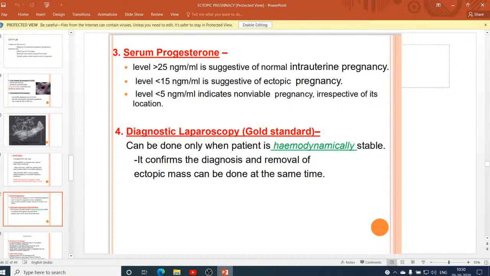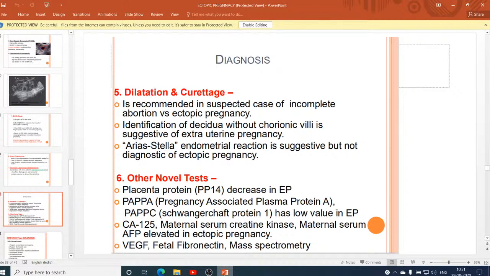Diagnostic laparoscopy is the gold standard. It can be done only when the patient is hemodynamically stable. It confirms the diagnosis, and removal of the ectopic mass can be done at the same time. After that, dilatation and curettage is recommended in suspected cases of incomplete abortion versus ectopic pregnancy. Identification of decidua without chorionic villi is suggestive of extrauterine pregnancy. So with chorionic villi suggests normal pregnancy, and without chorionic villi suggests extrauterine.